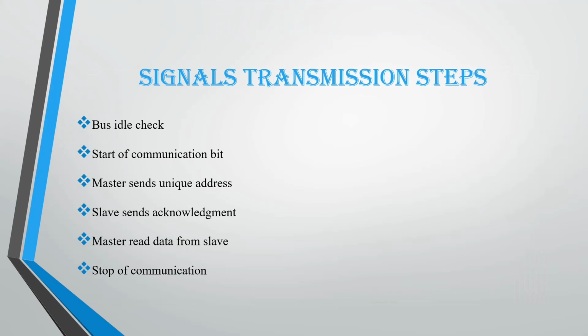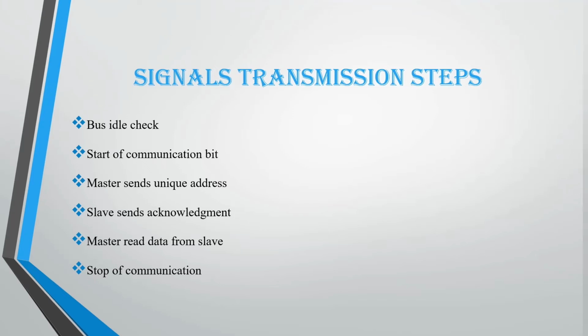Signal transmission steps. First, the master checks whether the bus is idle or not. If the bus is idle, then it sends a unique address to the bus. Then the slave that has that unique address sends an acknowledgement to the master. Then the master reads data from the slave, and once the data is received, the master executes the stop of communication. Bus speeds.